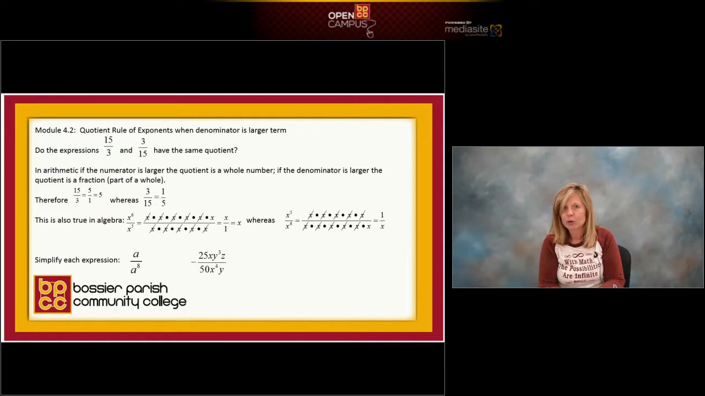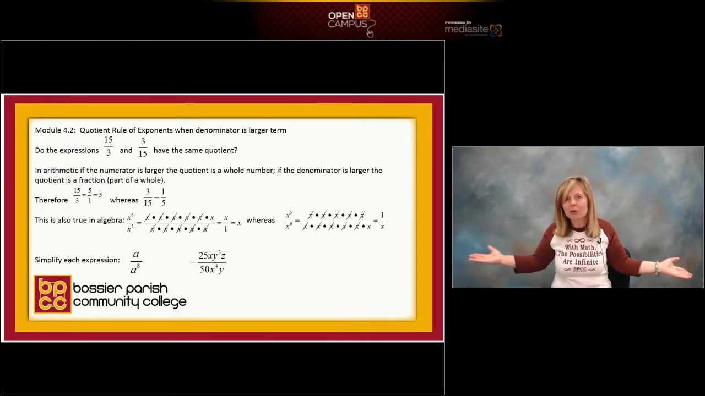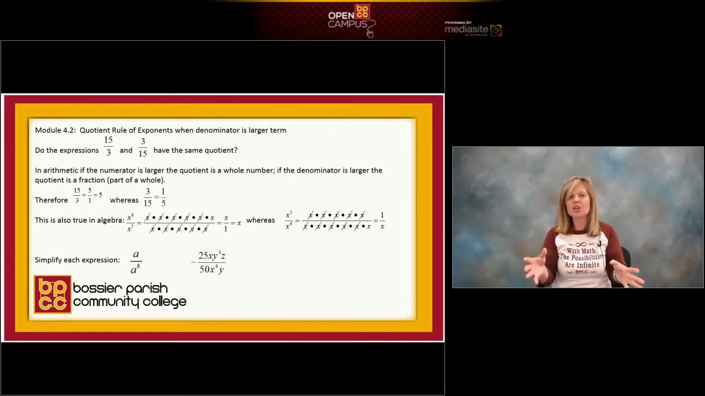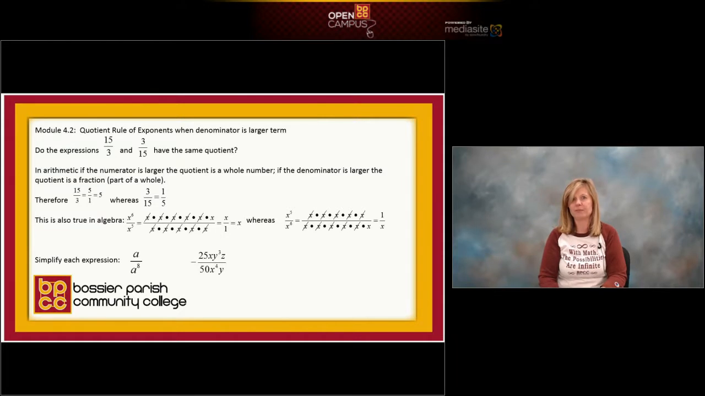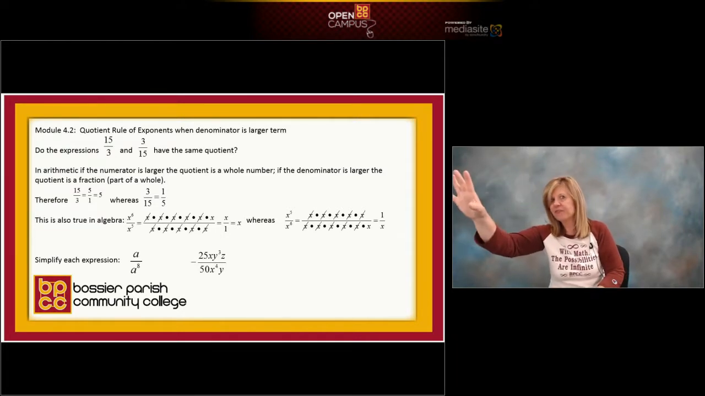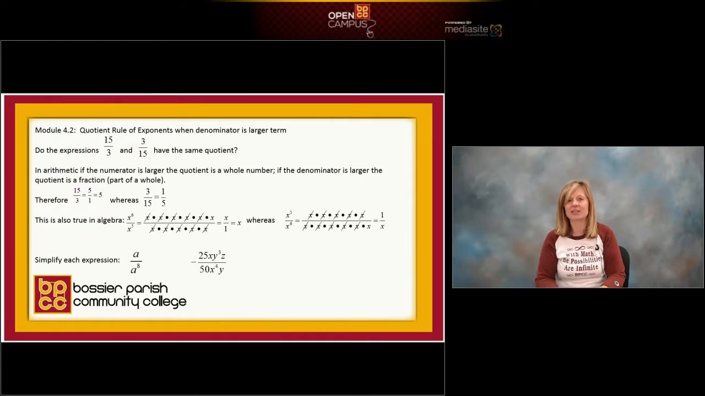Well, if that's true in arithmetic, it's true in algebra. So everybody look, I have two expressions. I have x to the 6th divided by x to the 5th. I have x to the 5th divided by x to the 6th. They cannot give me the same quotient. Even though it sounded the same, they're not.